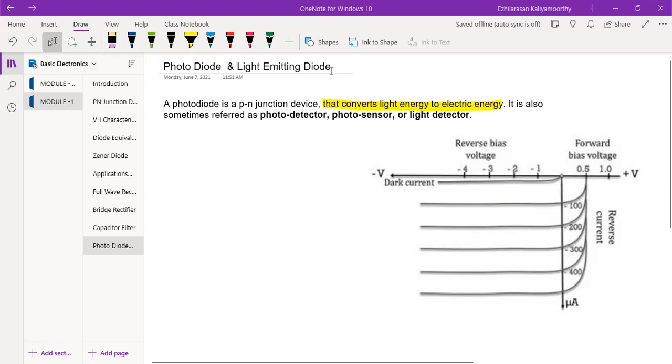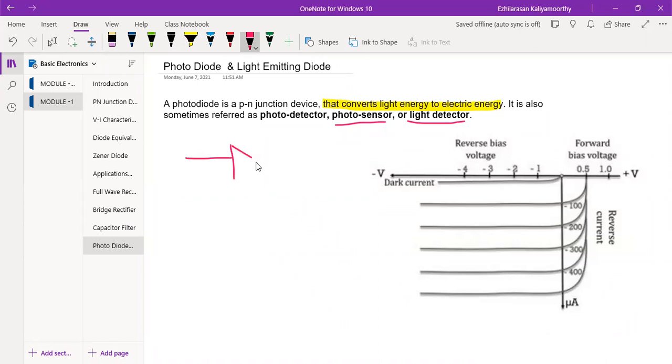But the light emitting diode, the reverse operation of the photodiode, will convert the electric energy into light energy. So first, let us study about the photodiode. It's a PN junction. It converts light energy into electric energy. It is also sometimes referred to as a photodetector, or a photosensor, or light detectors. Now the symbol for the photodiode will be like this.